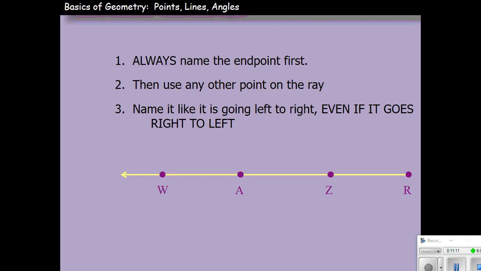And the reason we do that is because we don't want to have a different set of rules for naming a ray that goes left or right or up or down. If we had four different sets of rules, then what do you do if it's slanted? So we have one rule. Pretend it's going to the right. So we always name it with the endpoint first, in this case R, and then any of the other points, and we draw the ray symbol above them going to the right. So this is ray RW, or ray RA, or ray RZ.